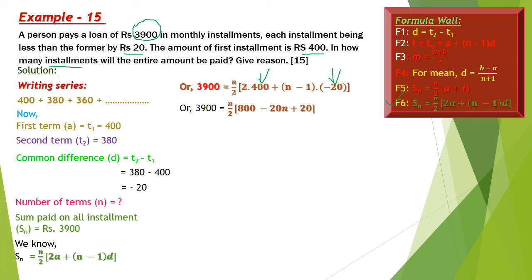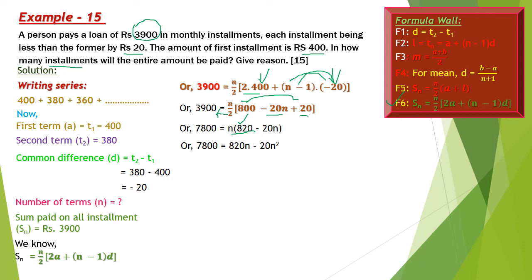Now 2 into 400 is 800, and multiplying n and minus 20 gives minus 20n, and 1 and minus 20 gives plus 20. Now on cross multiplication, 2 into 3,900 is 7,800, and we can add 820. Now we have to open the bracket from here. It will be 820n minus 20n square.